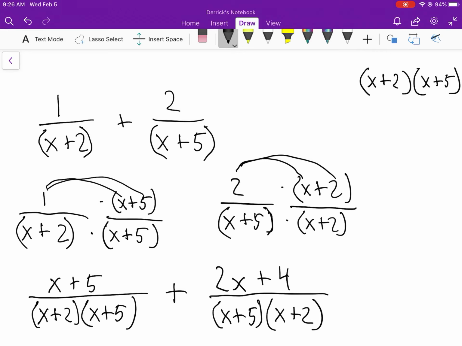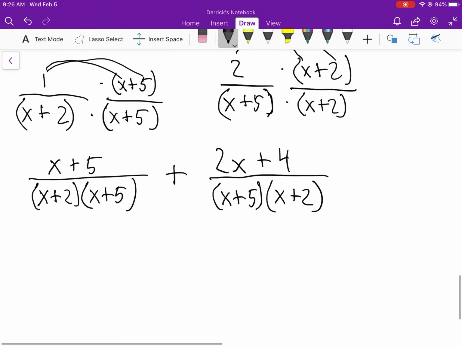If you look at what we have here at the bottom, recognize this is a common denominator. Think about what's happening between those two quantities. They're multiplying in that denominator, right? We know multiplication is commutative. 2 times 3 is the same as 3 times 2. So if I have an x plus 2 and an x plus 5 that are multiplying together, it doesn't matter which one I write first. Those two fractions do still have a common denominator.